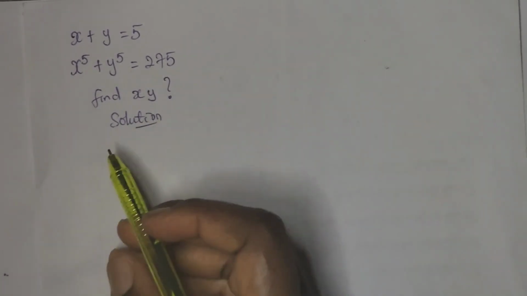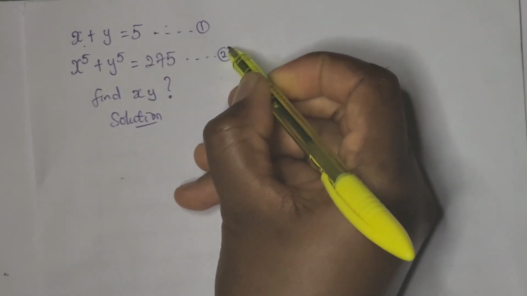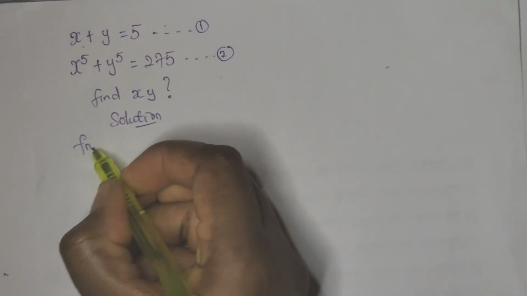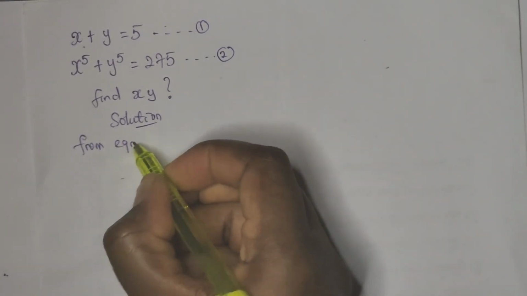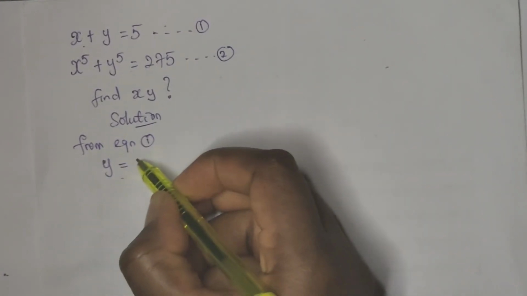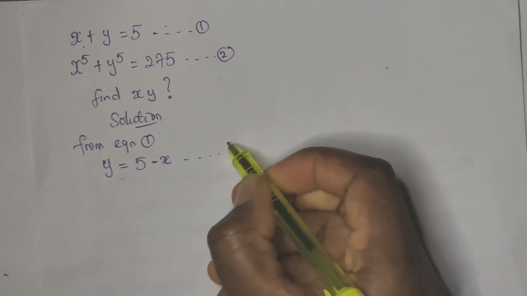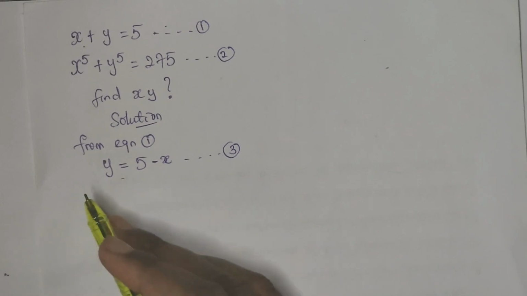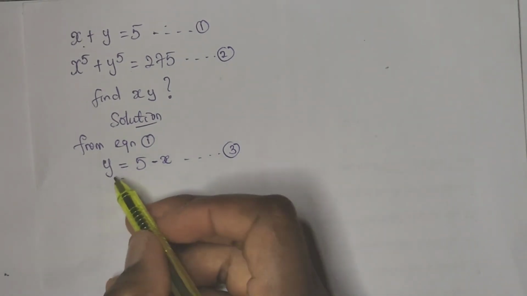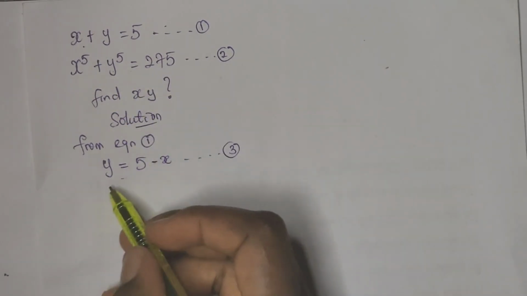Solution. Let's name this equation 1 and name this equation 2. So from equation 1, our y will be equal to 5 minus x. Let's call it equation 3. So we'll be substituting the value of y into the second equation.